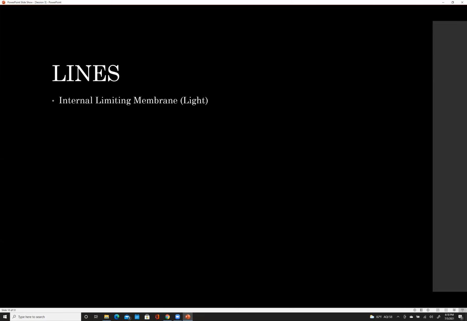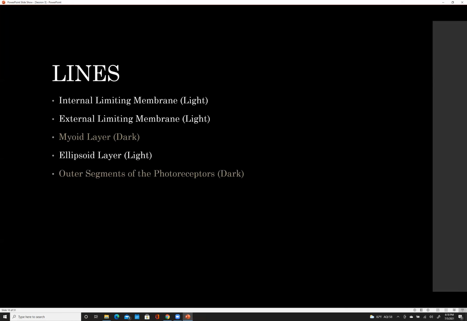So the lines, what are they? We have the internal limiting membrane, which is light. We have the external limiting membrane, which is light. We have the myoid layer, which is dark. We have the ellipsoid layer, which is light. The outer segments of the photoreceptors, which are dark. The interdigitation layer, which is light. And then the RPE/Bruch's complex, which is light. That's just going over what we're going to go over.